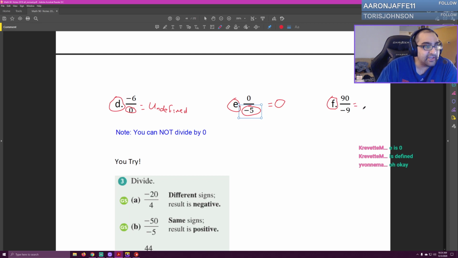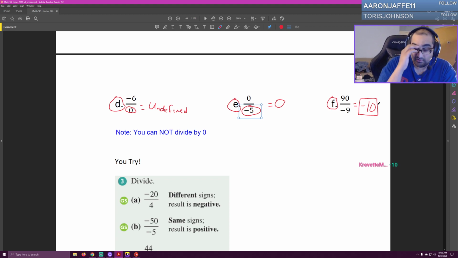All right. How about this last one here? 90 divided by -9. What's that? What's that last one there? -10. Okay, so we get 90 divided by -9. That's a positive divided by a negative, so that's going to be negative. And then we just do 90 divided by 9, which is indeed 10. So -10 here is our final answer.